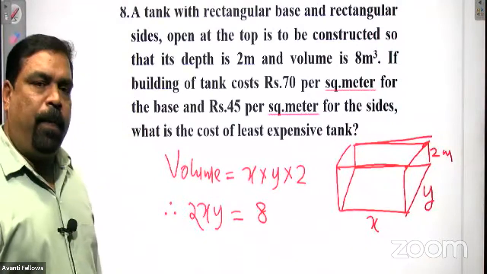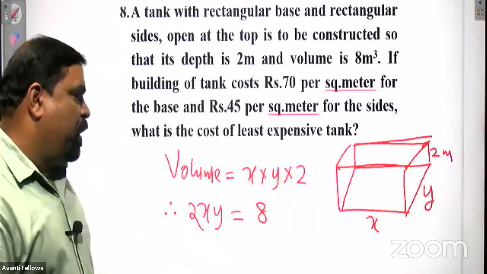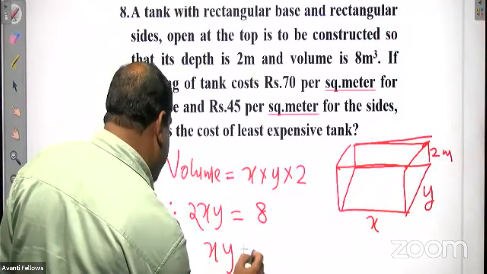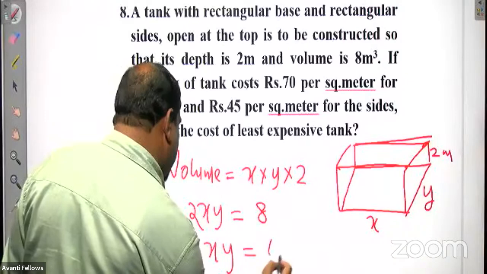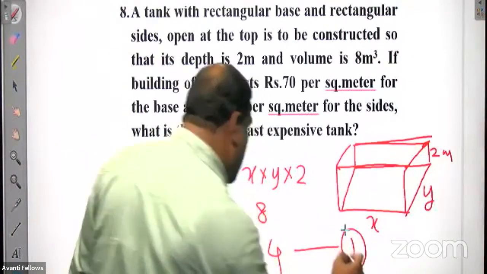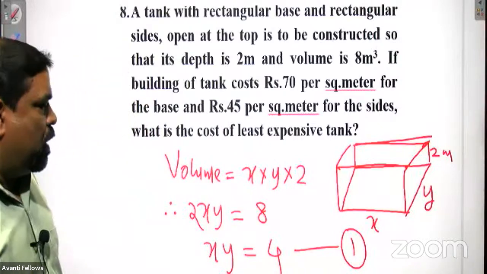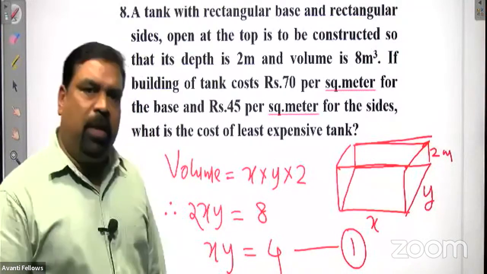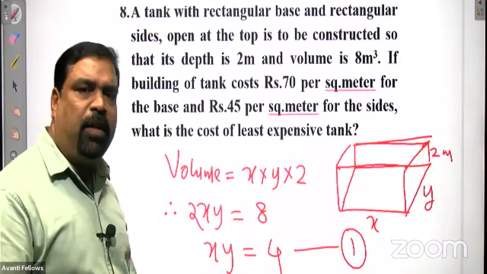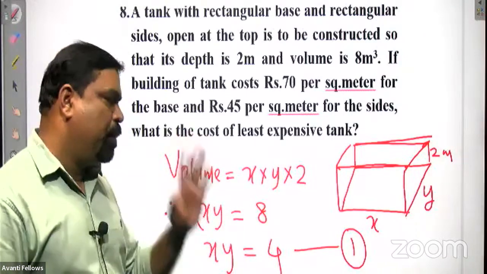2 into x into y equal to 8. So from here, you will get x into y is equal to 4. Okay, x into y is equal to 4. So that is the relation between length and breadth of the rectangle. Sometimes the first part of the question may be, find the relation between length and breadth. So the answer is x into y is equal to 4.